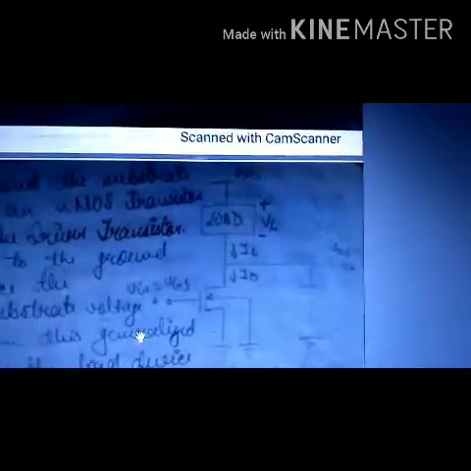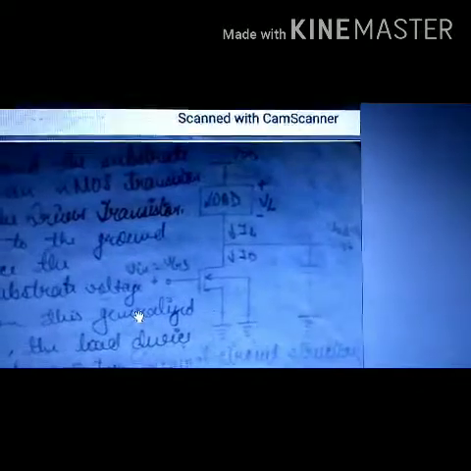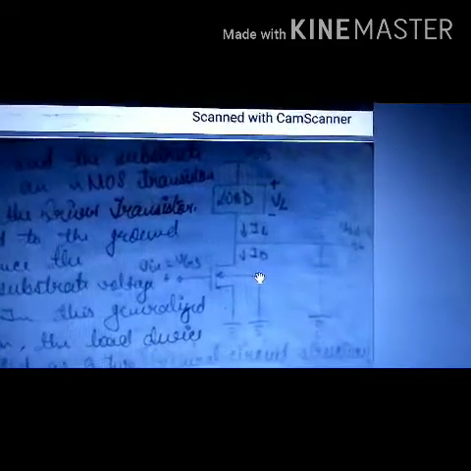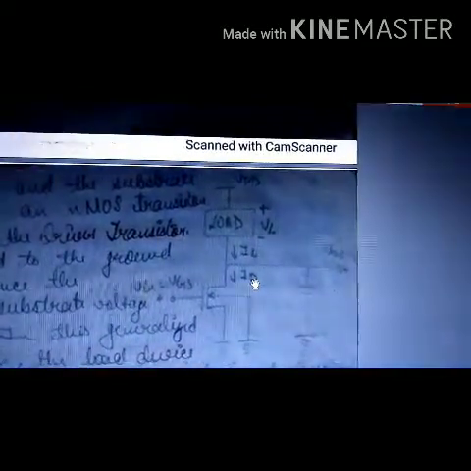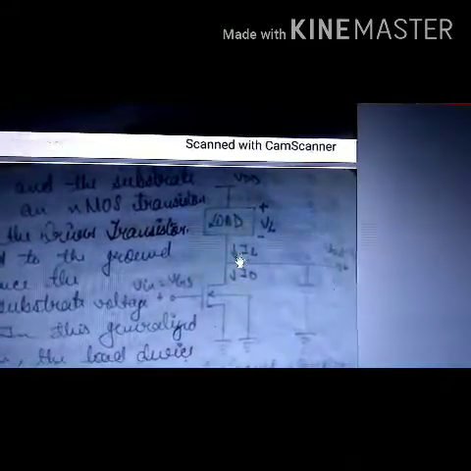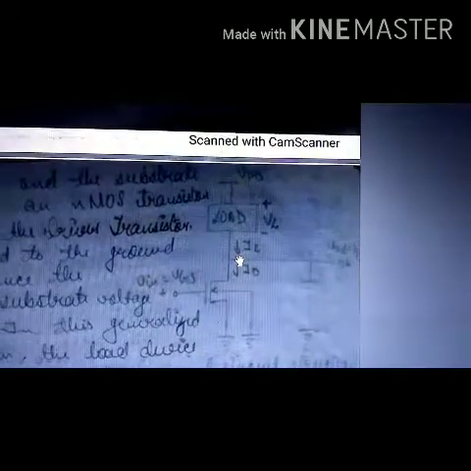Now, the source to substrate voltage is very important. This is the substrate terminal because we are using the four terminal symbol of the MOSFET. This NMOS transistor is called the driver transistor, and its source to substrate voltage is grounded. Hence, the source to substrate potential will be 0 volts.